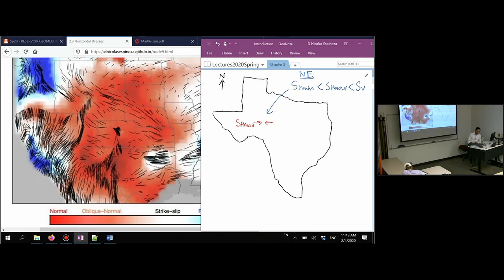And they are going to be perpendicular to the minimum principal stress. If we know the direction of the maximum principal stress, we also automatically know the direction of the minimum principal stress, because those are going to be perpendicular to each other. That's a property of these principal stresses that we're also going to see later on how we get from mathematics. But those are going to be perpendicular. So if we know one, we know the other.